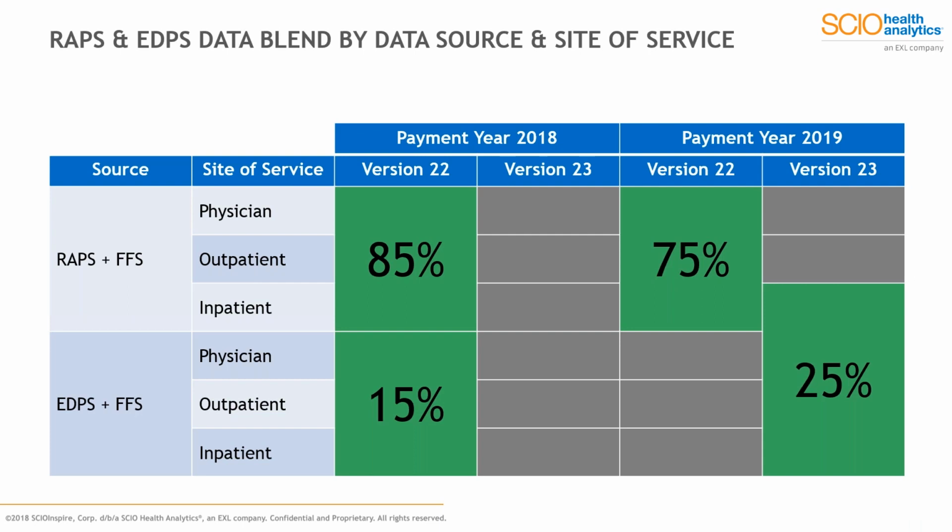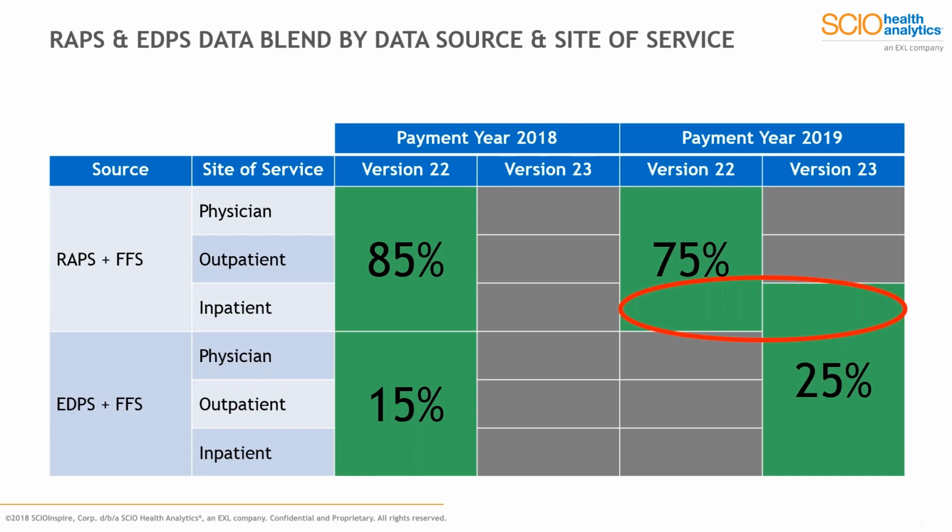When you get down to version 23, you'll notice the physician and outpatient from RAPS and fee-for-service are not there. There is one field that's in both, and that is inpatient. So you're going to have your inpatient from RAPS and fee-for-service. You're also going to have your inpatient from EDPS and fee-for-service. And then the outpatient and physician.